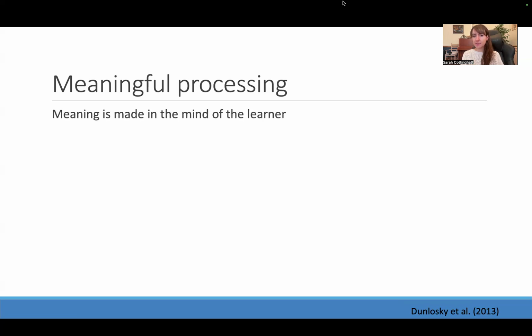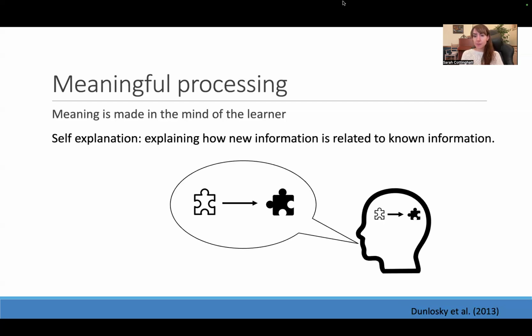What do I mean by this? Well, firstly, it's acknowledging that meaning is not made in the words that the teacher says. It's made in the minds of our learners. So we can set up tasks with our students that cause them to make links between their existing knowledge and what they're learning. And there's a technique for doing this, which is called self-explanation, that Dunlosky talks about.